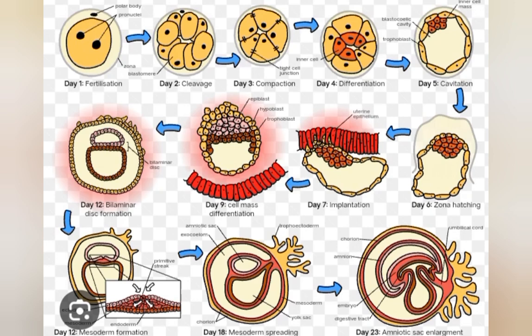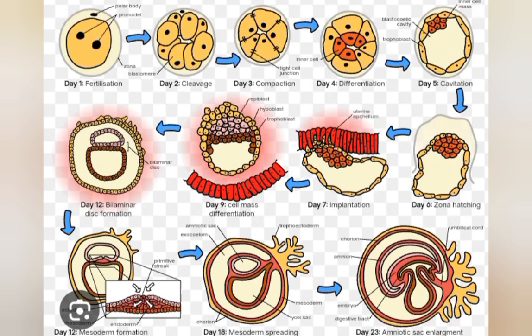On day 3 the cell count will be 16 and we call it a morula, and the junction is very tight, which we call the stage of compaction. On day 4 the count is around 32 and we call it an advanced morula, and there is differentiation of the inner cell mass and the outer cell mass.